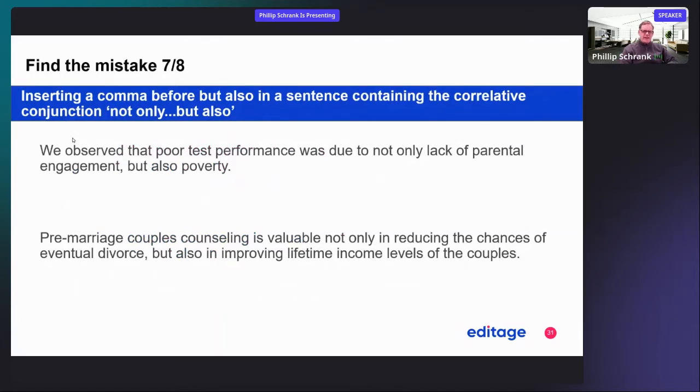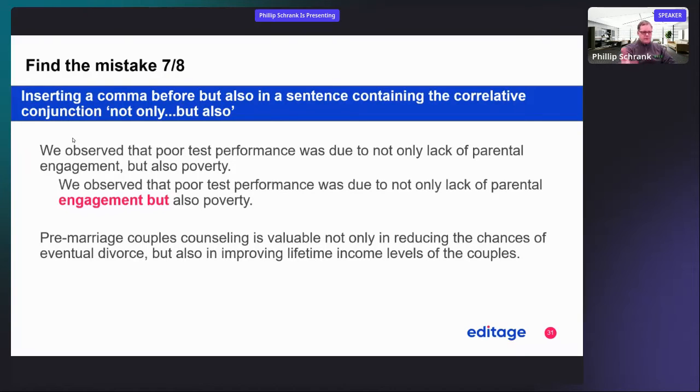Another mistake that I see quite often is inserting a comma before "but also" in a sentence containing the correlative conjunction "not only, but also." In this instance, "we observed that poor test performance was due to not only lack of parental engagement, but also poverty." You're not going to put a comma between "engagement" and "but." So you fix that, you take out that comma.